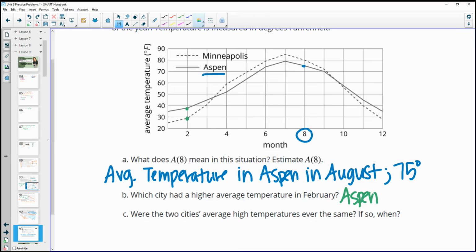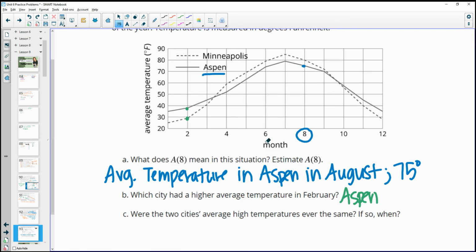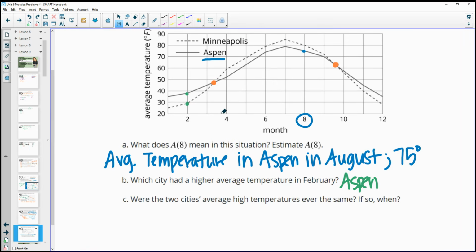And then were the two cities' average high temperatures ever the same? And if so, when? So we see that they're the same when they cross here. So they cross between month 3 and 4. So I would say that's mid-March. And then again between month 9 and 10. So that would be mid-September.